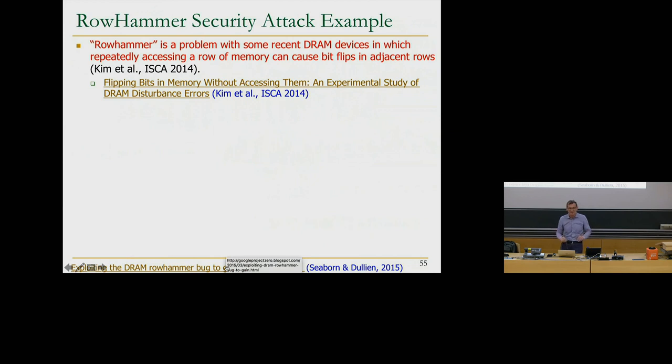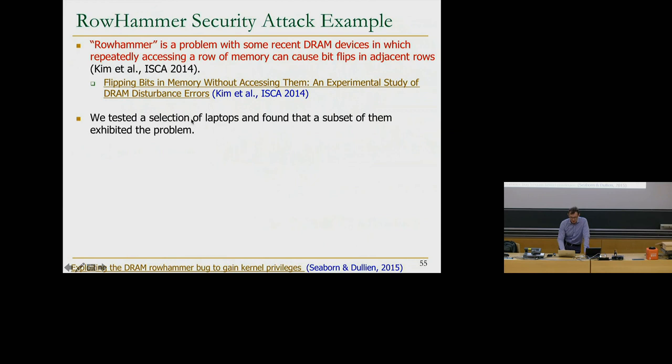They called it a bug. I call it a failure mechanism, because this is really a fundamental failure mechanism that is there, and they exploited it to gain kernel privileges. And this is copy-paste from their work. They said they learned about the problem from our paper, and they tested a selection of laptops and found that a subset of them exhibited the problem. And they actually built 2 working privilege escalation exploits. What does this mean? They're escalating privilege. They're able to do something that the process is not allowed to do.